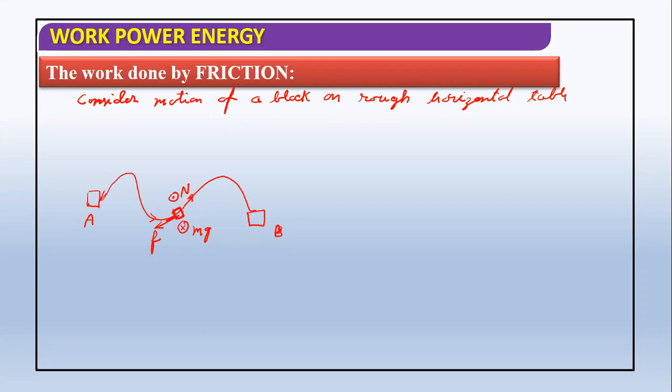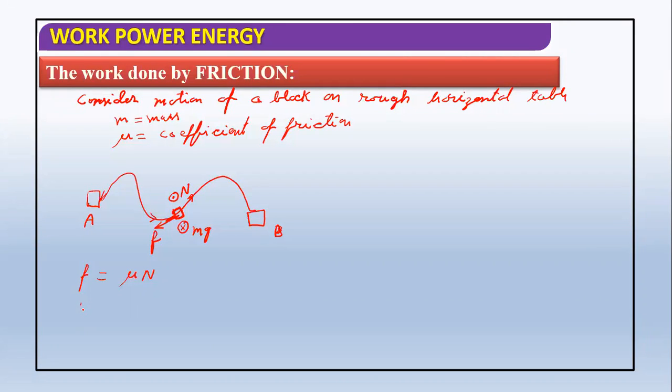So friction acts opposite to displacement, and since it is sliding, the value of friction we can write as mu times normal, if mu is the coefficient of friction. So m is mass, mu is the coefficient of friction. So this is the value of friction.